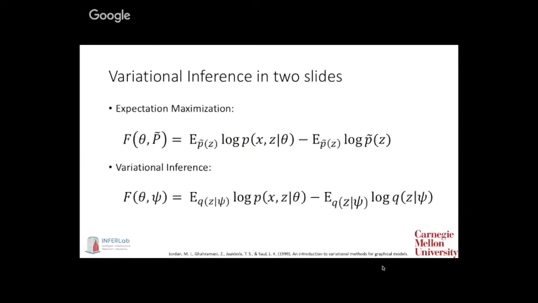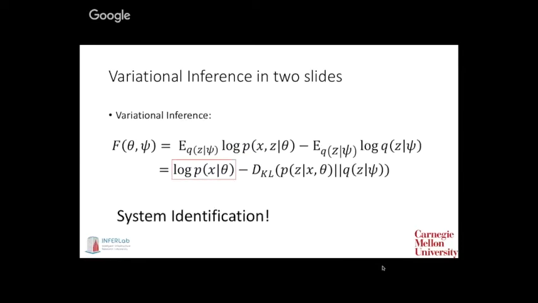So basically, you can rewrite this function as the following. If you rewrite it, this is a strict equality. So if you maximize the function f, you're maximizing the log likelihood of the data. If you're a dynamical systems guy, you would call that system identification. And at the same time, you're minimizing the KL divergence between the true posterior P and the auxiliary posterior Q.